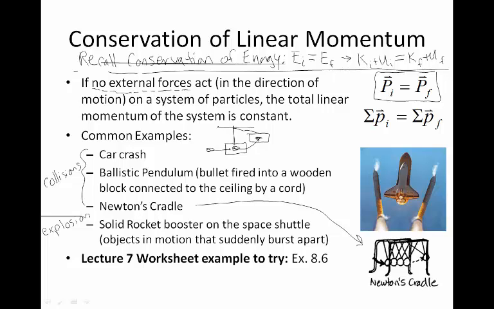Okay, so if you want to try setting up conservation of linear momentum for example 8.6 on your worksheet, you could do that. Just keep in mind that if you're actually plugging in your definition here for initial momentum, you'd have mass times initial velocity, and then your final momentum is defined as mass times final velocity.